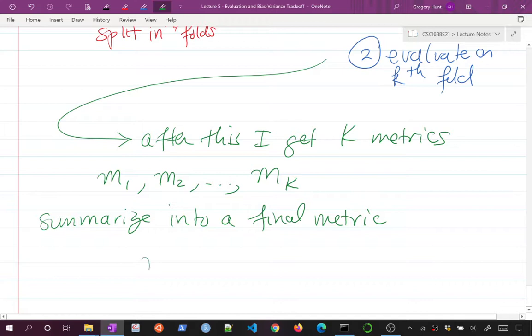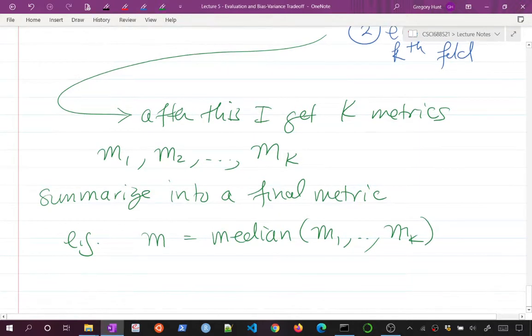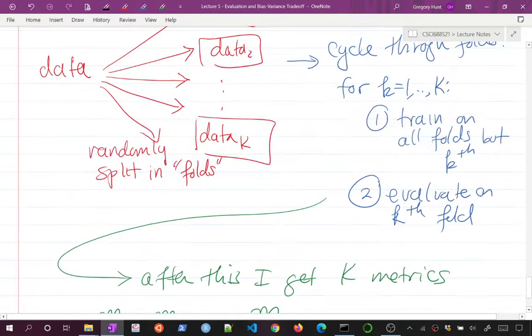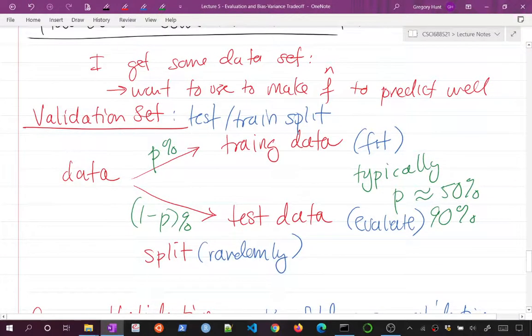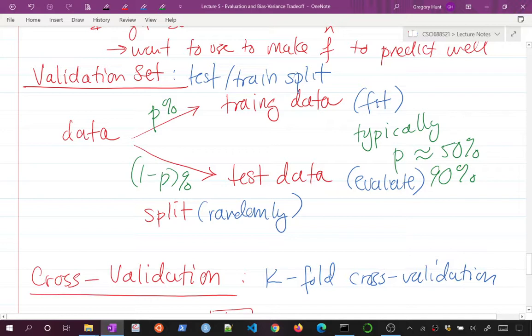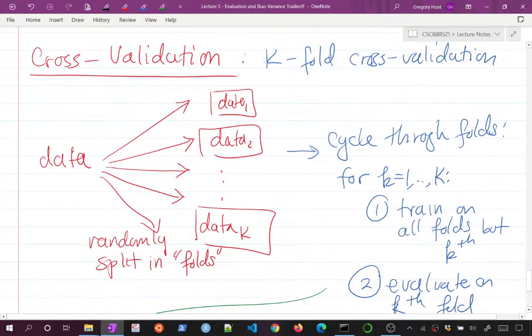My final metric M may be the median of all of my sub-metrics from each of these folds. You can take the mean, the median, whatever. Pick your favorite way to summarize some numbers and do that. This is a fancier version of it, but it ensures that at some point every piece of data makes it into both the training and test data set, and then it summarizes everything together. And so this is called cross-validation.